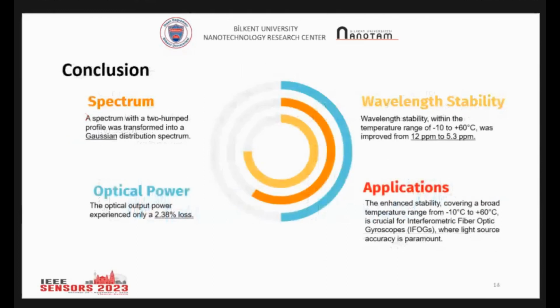So to sum up, we got an enhancement in the spectrum. We get a Gaussian distribution spectrum with our novel design. Another one is optical power. For the novel design, we get only 2% loss. Another one, and the most important one, is the wavelength stability. We reduced 12 ppm to 5.3 ppm. And also, this is applicable for interferometric fiber optic gyroscopes.